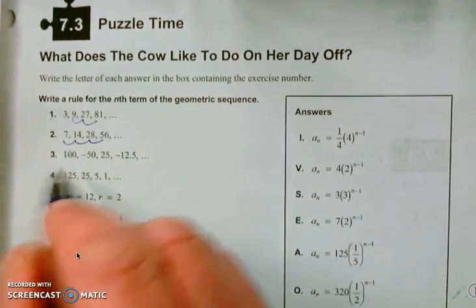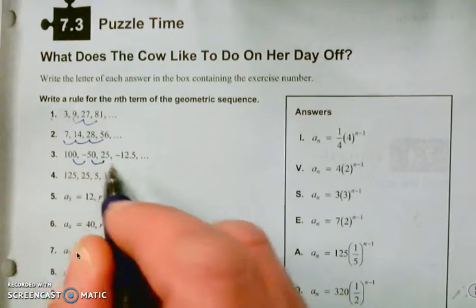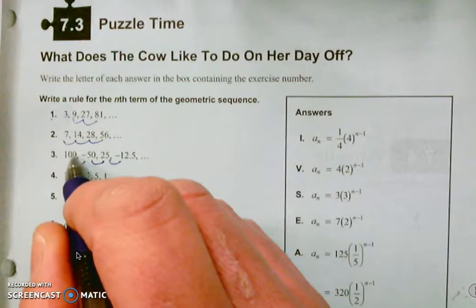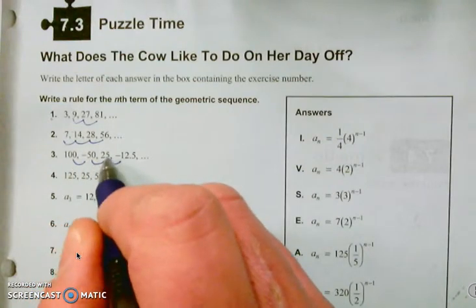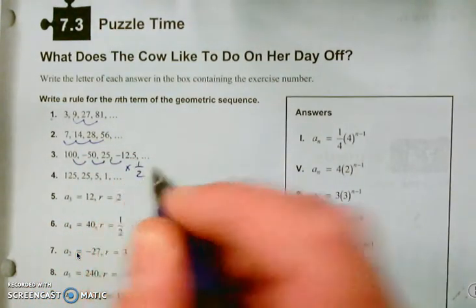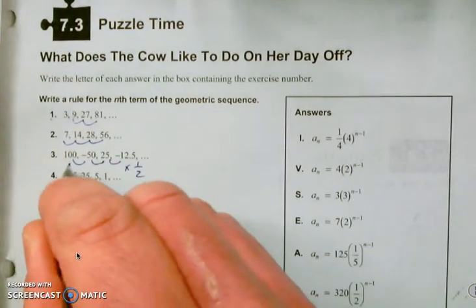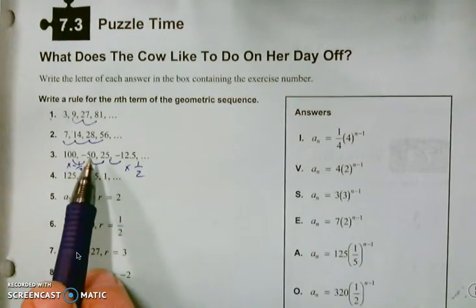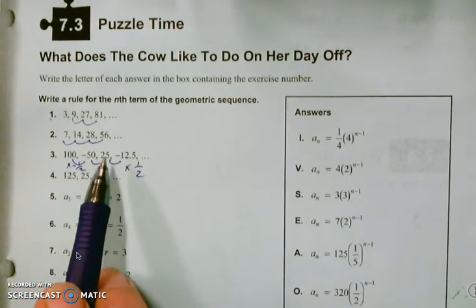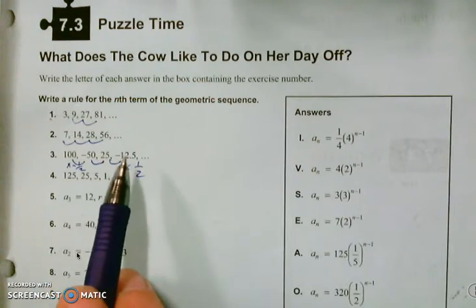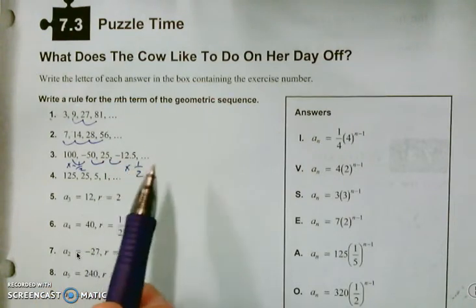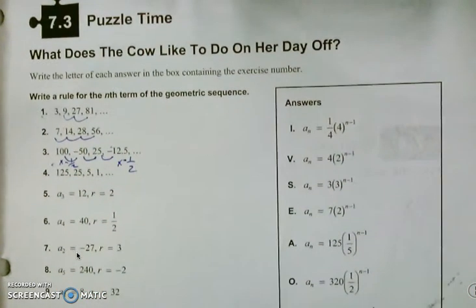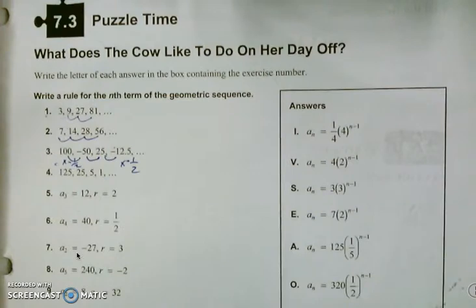Now, in this one, if it flips from positive to positive to negative, something weird is going on. Well, also what's going on is it's getting smaller by a half, by a half, by a half. So it's times a half, but how do we get this negative thing in here? Well, if you times it by a negative 1/2, then the first time negative 1/2 will give you negative 50. When you do that again, a negative times a negative turns back to a positive. Positive times a negative is a negative. Negative times a negative is a positive, and so it flip-flops. Same sort of thing there.